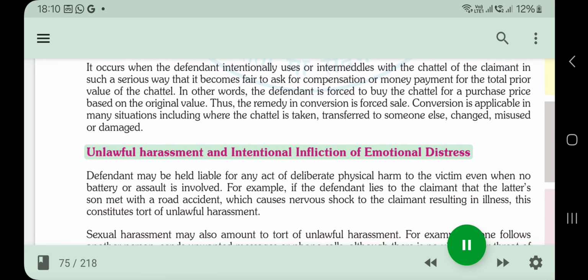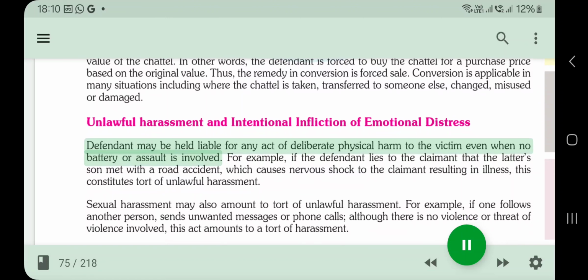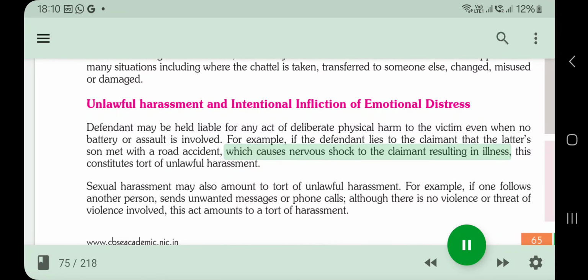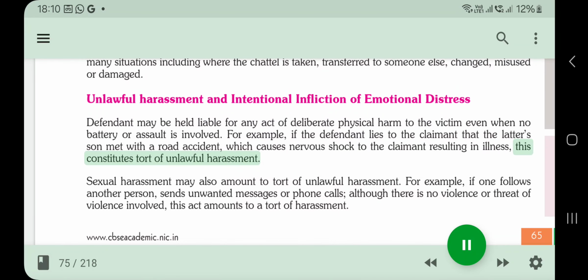Unlawful harassment and intentional infliction of emotional distress. Defendant may be held liable for any act of deliberate physical harm to the victim even when no battery or assault is involved. For example, if the defendant lies to the claimant that the latter's son met with a road accident, which causes nervous shock to the claimant resulting in illness, this constitutes tort of unlawful harassment.